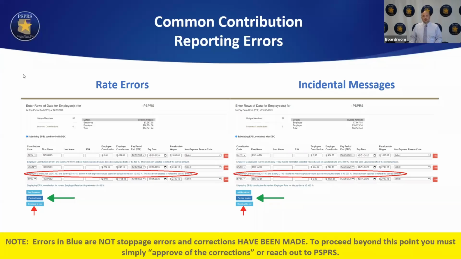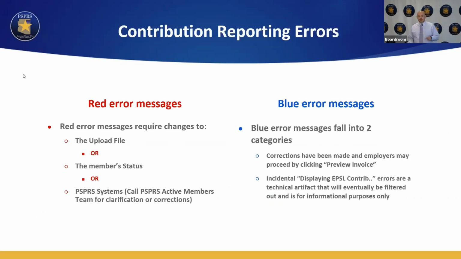Downloading the CSV file is a way to record that correction and record the acceptance of that correction. We'll talk about that a little more in a moment, but just to review the error messages, again, red error messages are stoppages. You cannot continue unless a change is made to the upload file, to the member status, maybe the member status effective date.